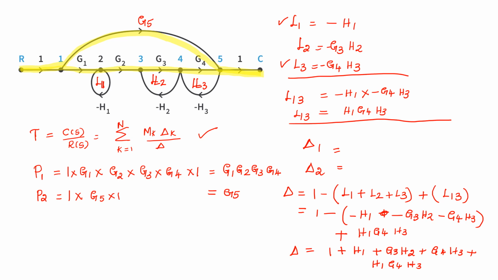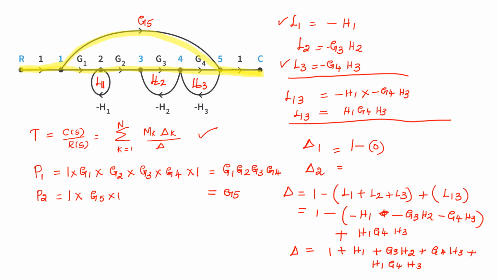Next I am going to find out delta 1. So what is delta 1? Delta 1 is the same as delta, but with the loops that are not touching the first forward path. Here the forward path is G1 G2 G3 G4, and all the loops are touching it. So what is the value here? 1 minus 0, as there is no loop that is not touching the kth forward path. Then delta 2.